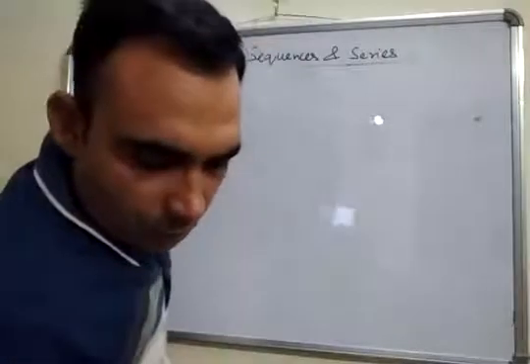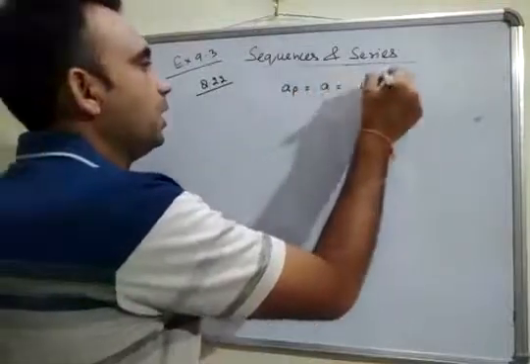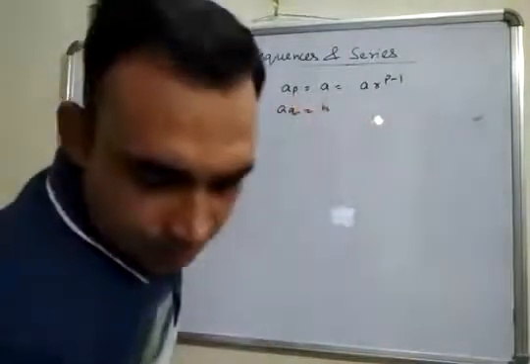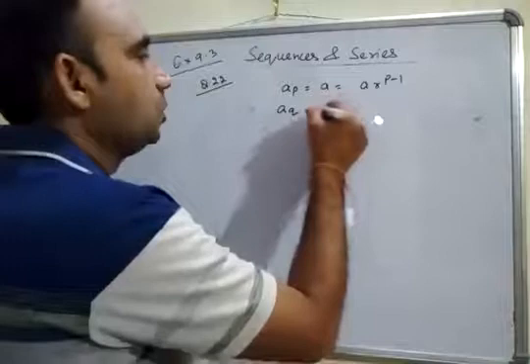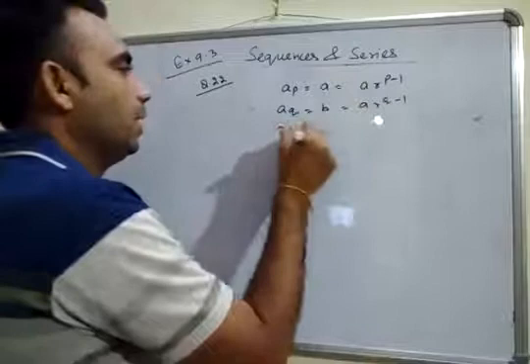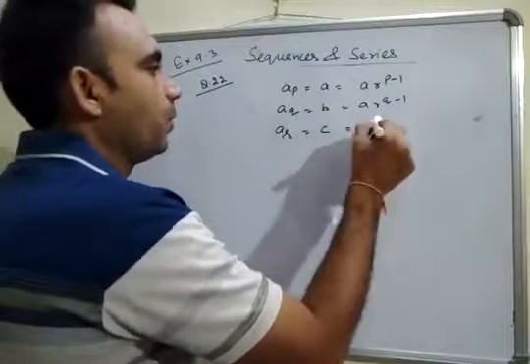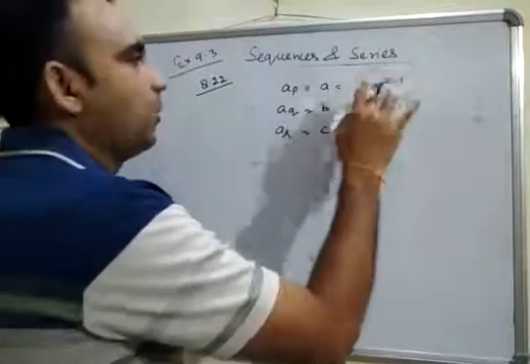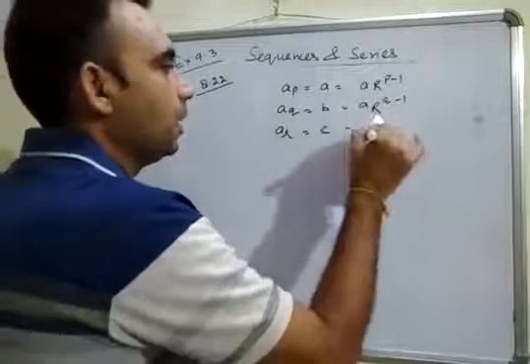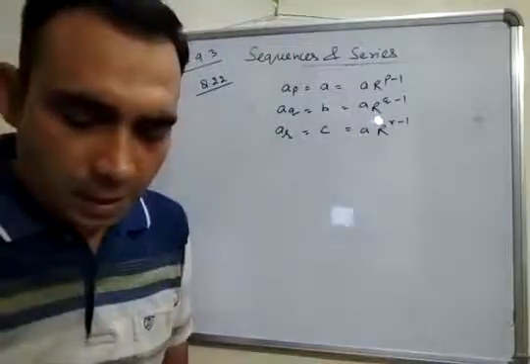Question number 22. Given the P-th term is a, that is, AP = A and AP = AR to the power P minus 1; AQ = B and AQ = AR to the power Q minus 1; and AR = C, the R-th term, is AR to the power R minus 1. Let us take the common ratio as capital R, because small r is used as the term number. So this is A and capital R to the power R minus 1.